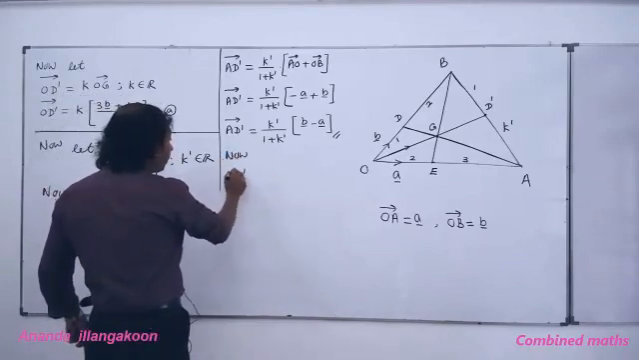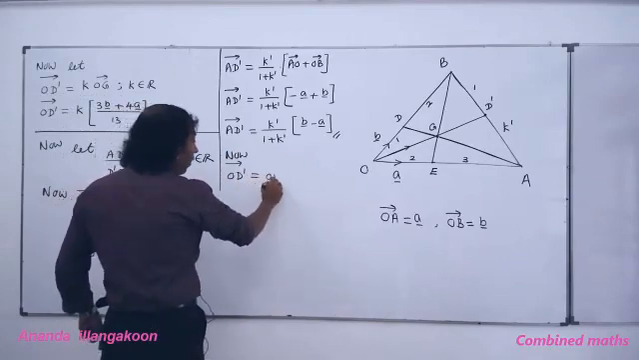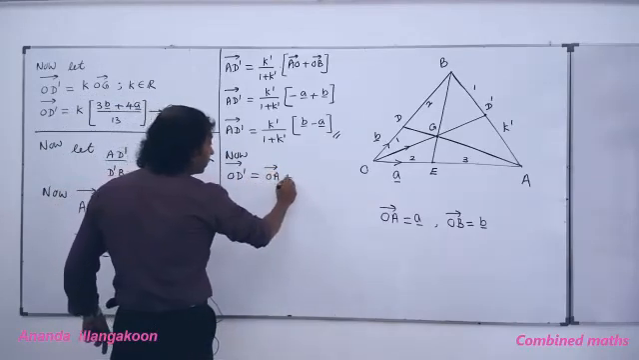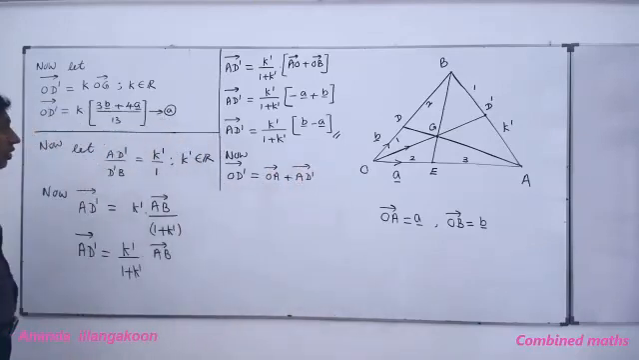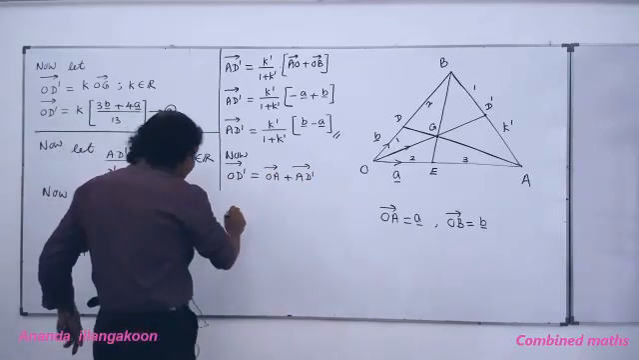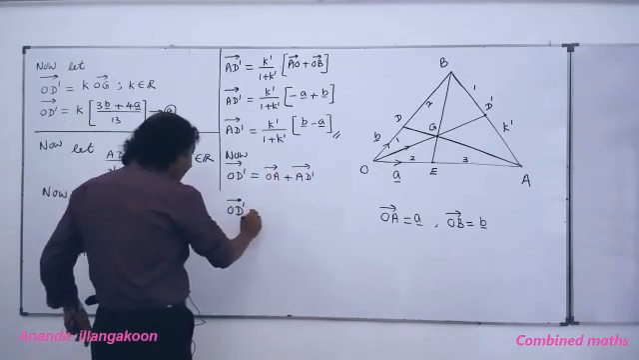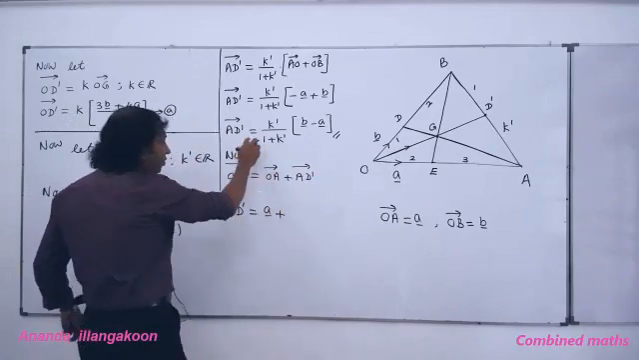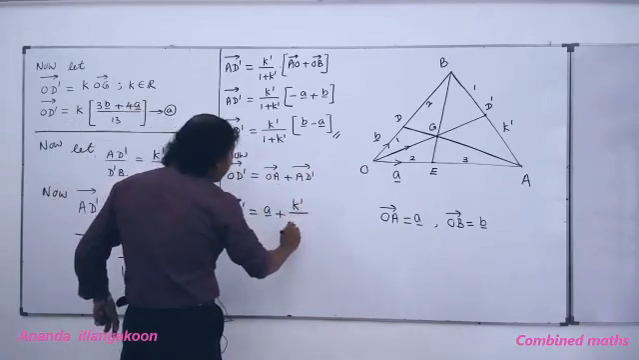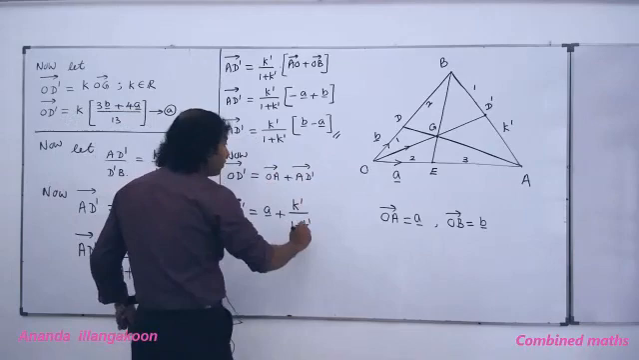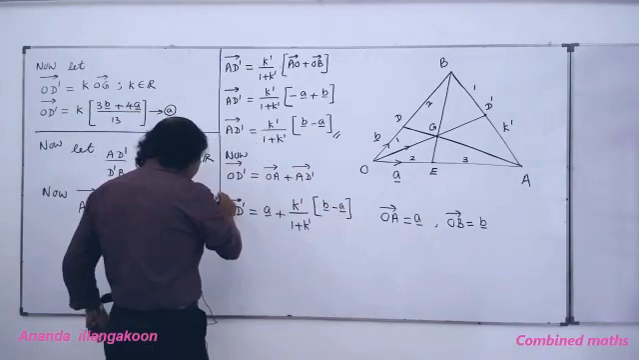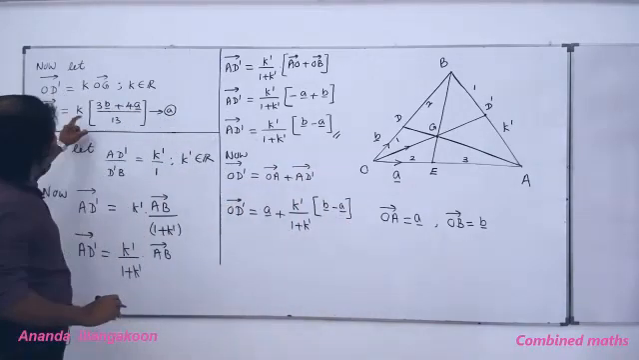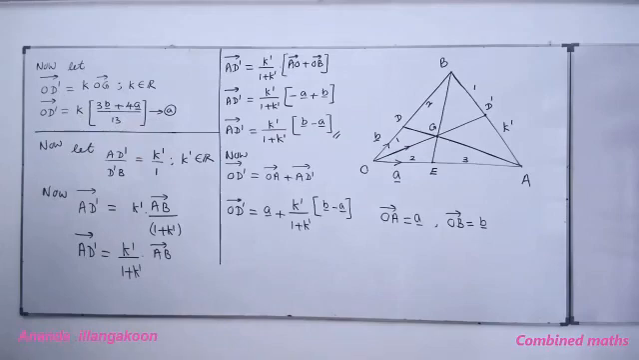The OD' vector is equal to the OA vector plus the AD' vector. What is the OA vector? Simply A. AD' is K' divided by 1 plus K' times B minus A. This is the OD' vector in the second form. First form of this. Right?